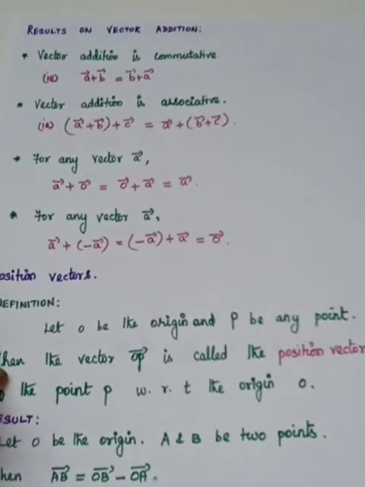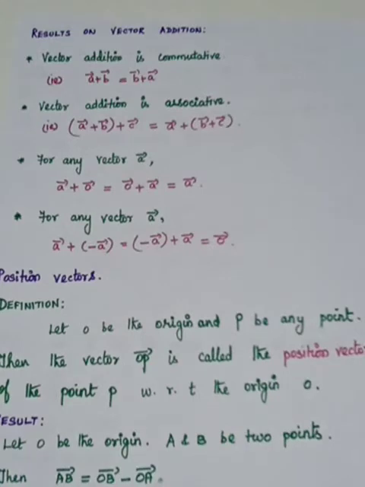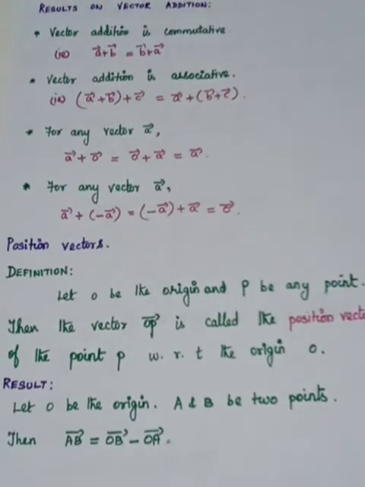So the position vector is nothing but, let O be the origin. Let P be any point. Then the vector OP is called the position vector of the point P with respect to the origin. Now, for position vectors we have to take O as the origin. The position vector of A is written as OA vector. The position vector of B is OB vector. Then the position vector of P is OP vector. So if the position vector is asked, the origin has to be taken as O.